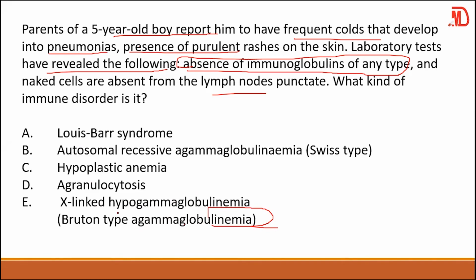So this is Bruton's disease. And in Bruton's disease, there is no maturation. First of all, you know that immunoglobulins are produced by B cells, which give rise to plasma cells. B cells, plasma cells, please.